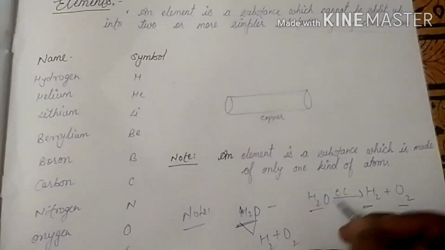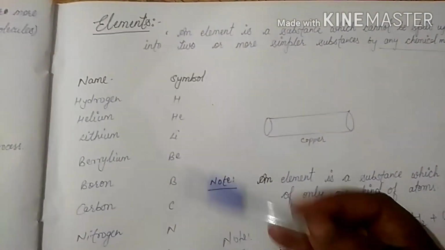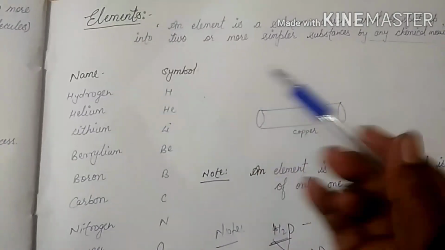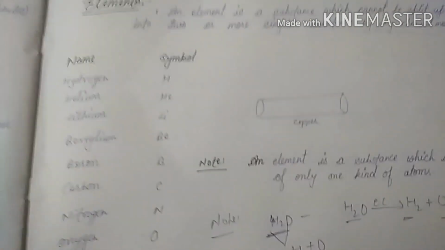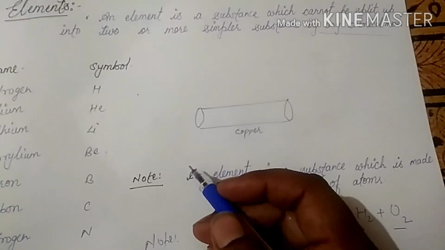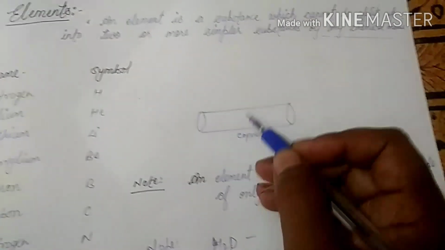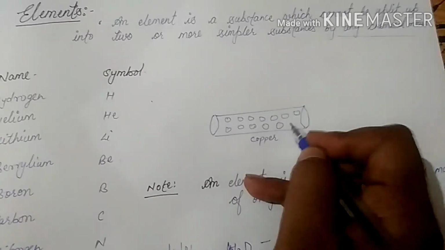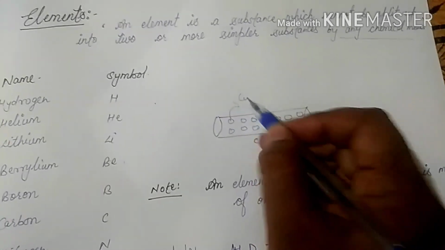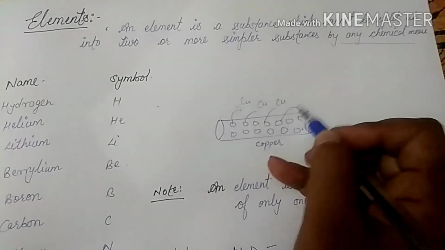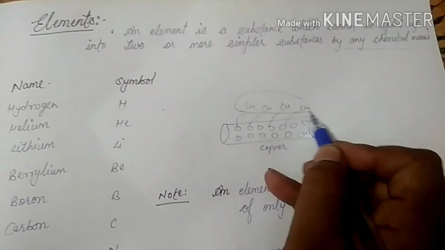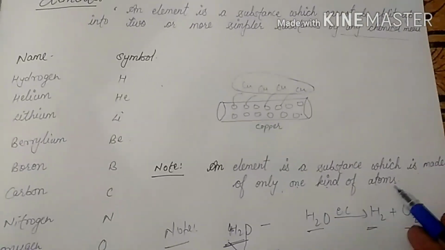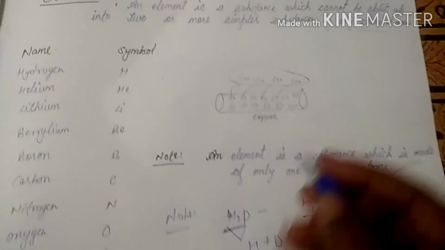Clear children? Now, an element cannot be split into two or more simpler substances because all elements contain only one kind of atom. See children, suppose this is a copper element. Copper metal is an element, and this copper element contains only the same type of particles. These particles are also copper, also copper, also copper. So children, their particles are identical, meaning the same. So another definition we can write: an element is a substance which is made up of only one kind of atom. Clear children?